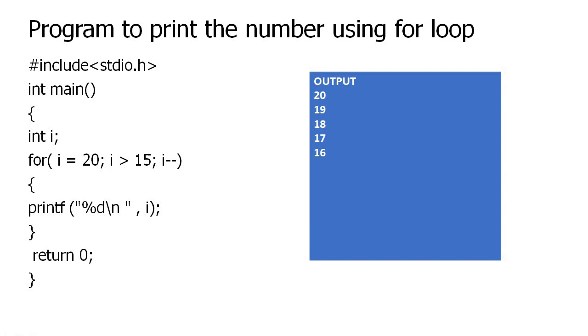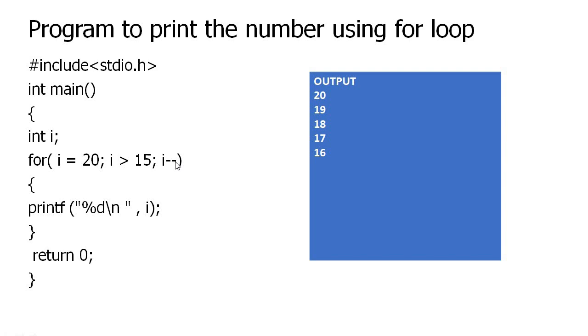Yes, 20 is greater than 15, so I'll enter into the loop. Inside the loop I have given print i. Now the value of i is 20, so 20 will be printed. Again I move back to the for, and here the decrement is given. My value is 20, and after decrementing, the value of i will be 19.